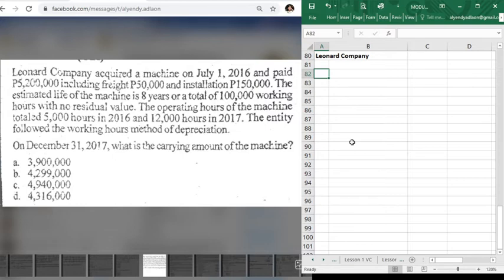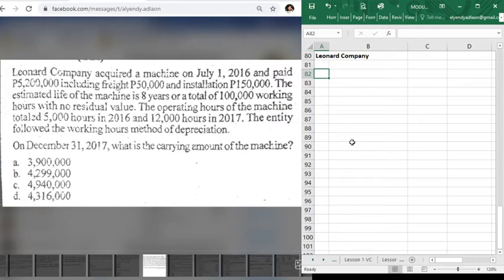The operating hours of the machine totaled 5,000 hours in 2016 and 12,000 hours in 2017. The entity followed the working hours method of depreciation. So, kaniklas working hours na pod, no? So, regardless kung pila ka number of years iyang useful life, regardless kung pila ka units of production iyang na-produce, dili siya mag-matter sa depreciation. Now, what matters in computing the depreciation is kung pila na siya ka oras nag-work. Okay? Ang ato ang machine.